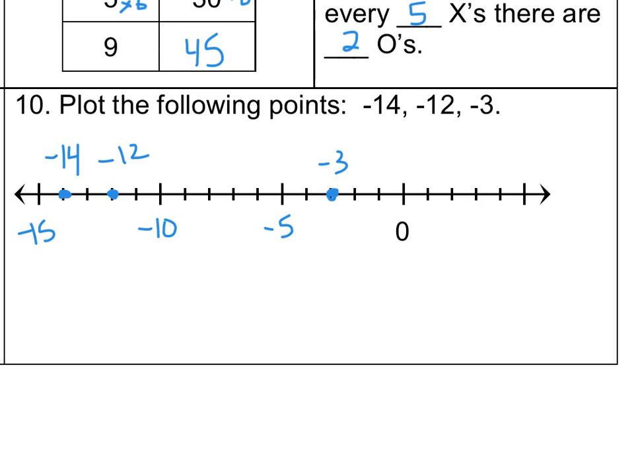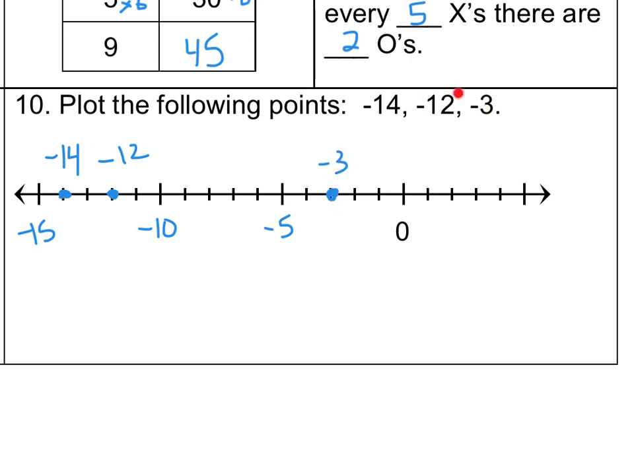And number 10, plotting the following points. If 0 is here, that means this is all positive, and therefore negatives are all back here. So you can see these lines are a little bigger, a little longer, and they're 5 apart. So I just went ahead and labeled them, -5, -10, -15. Didn't plot them, I just labeled them. Notice there's no dot. So then I went and plotted -3, right?